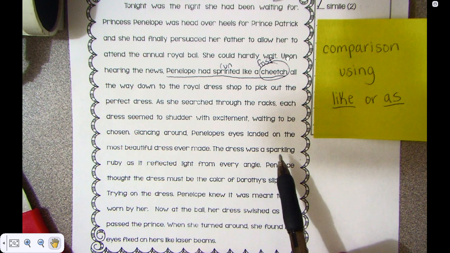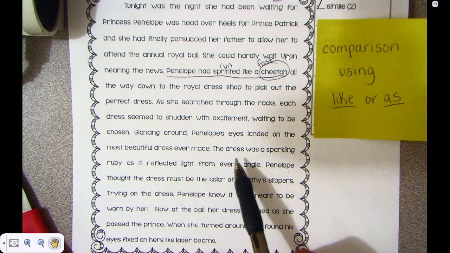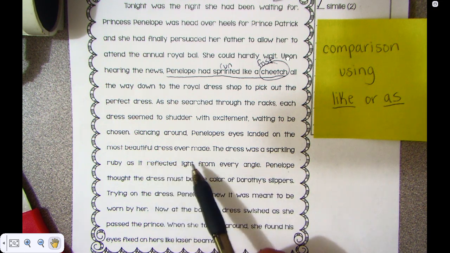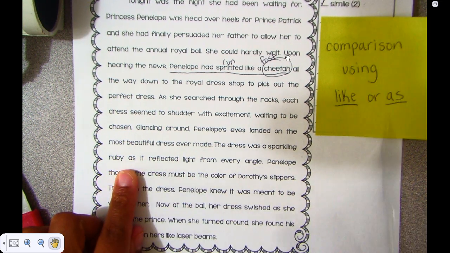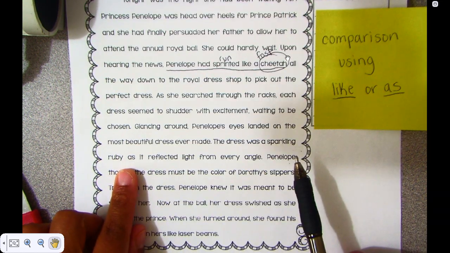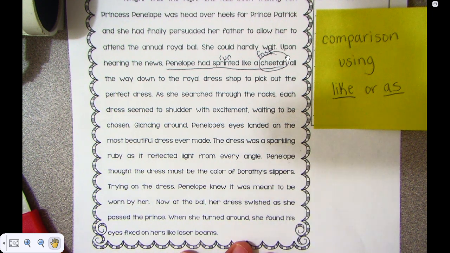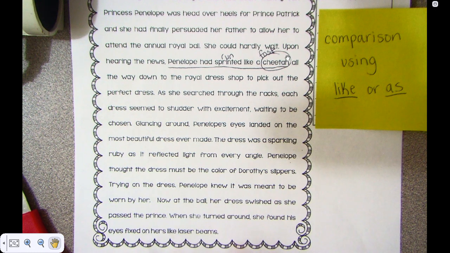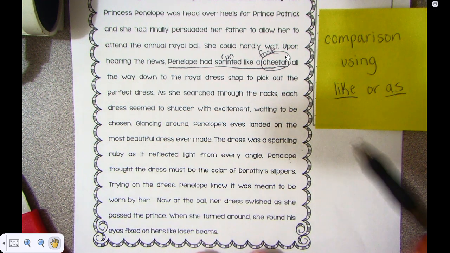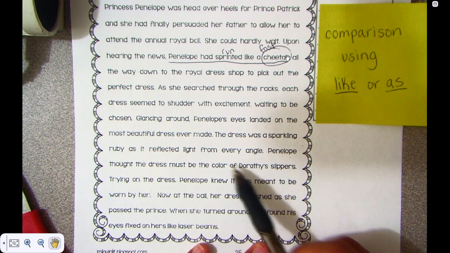The dress was a sparkling ruby as it reflected light from every angle. Now, even though that says as, that's not comparing anything in that sentence. It's just talking about the dress sparkling and being like a ruby, and shining the light everywhere. But I don't have a comparison that uses like or as. And I'm going to keep going.